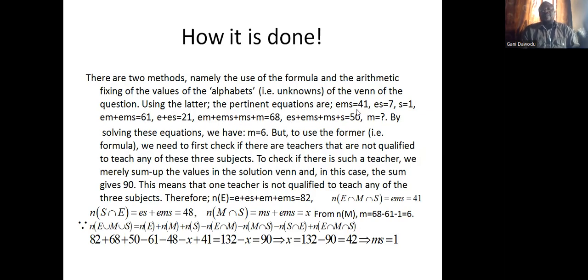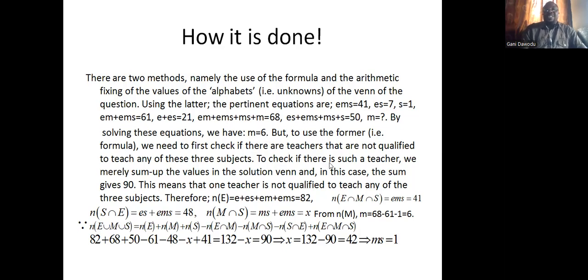If you look at the verbal question that was posed, you will see that we were told that 41 could do the 3, only 7 can teach English and science, and only 1 can teach science. These are just summary mathematical representations of the statements in the story problem. Armed with this, when we have all the equations involved, we just solve those equations simultaneously. The unknown we are asked to find, those who can teach mathematics alone, we found to be 6.